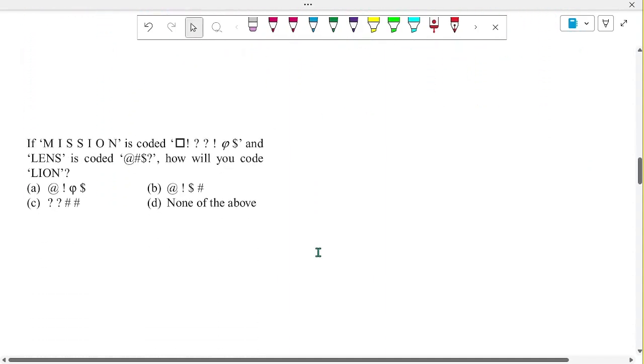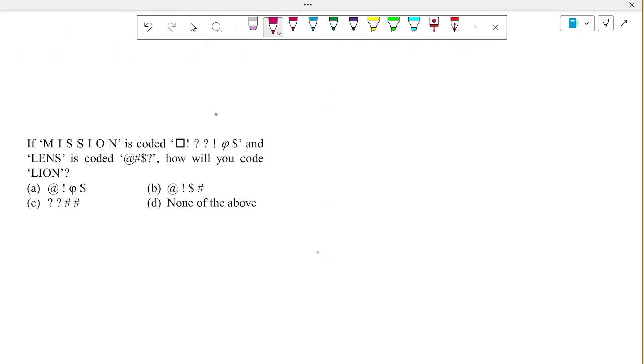Okay. See this question. Whenever you have got this, I told you to just count the number of letters. We have got 7 letters here: 1, 2, 3, 4, 5, 6, 7. Just count the number of symbols: 1, 2, 3, 4, 5, 6, 7.